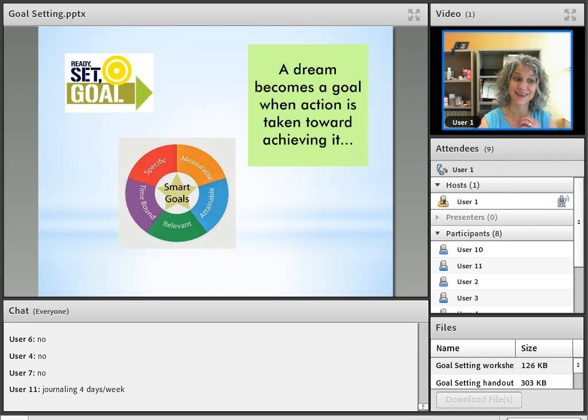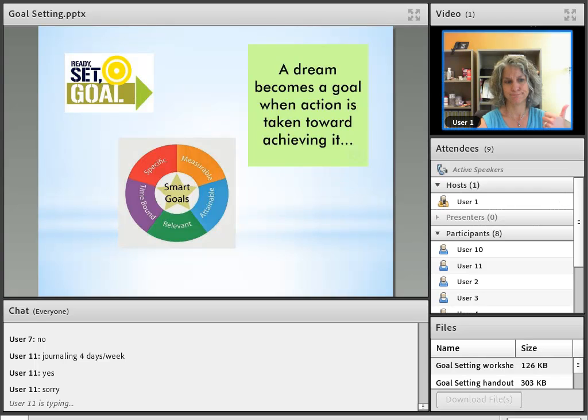Okay. So Kristen says a non-scale related goal is to journal. Food journaling, Kristen? Yeah, okay. So food journaling 4 days a week. Okay. So let's run it through the format. Specific. Yes. Is it measurable? Yeah. Is it attainable?